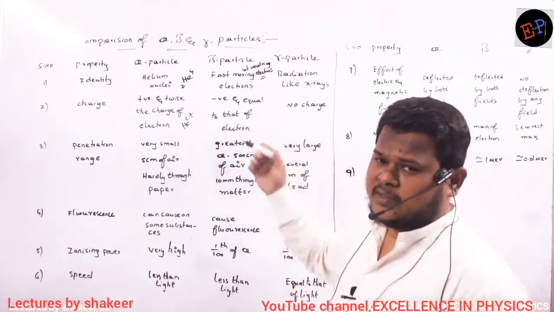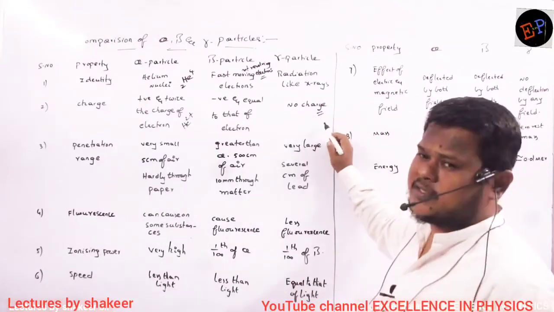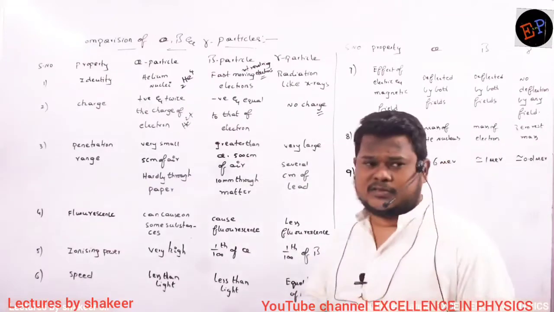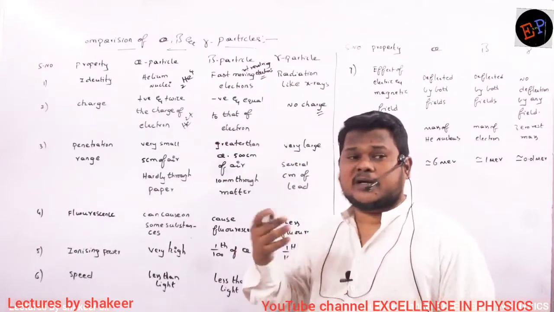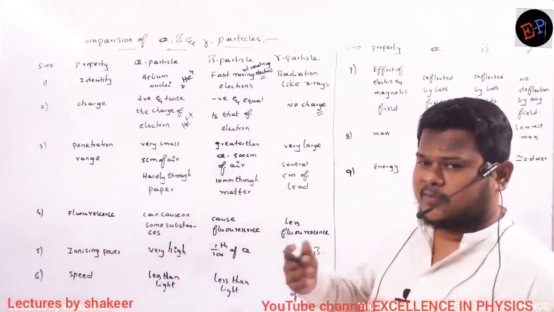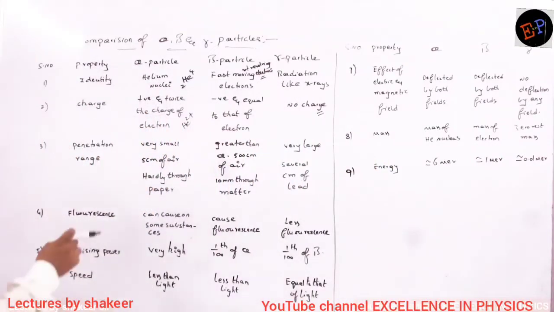So therefore its charge will be equal to the charge of an electron itself. And gamma is just a source of radiation energy, so it does not have any charge. Out of alpha, beta and gamma, alpha and beta are charged particles and they are matter. But gamma is not a particle, it is radiation, or you can say it is made up of particles called photons. Understood? Okay.